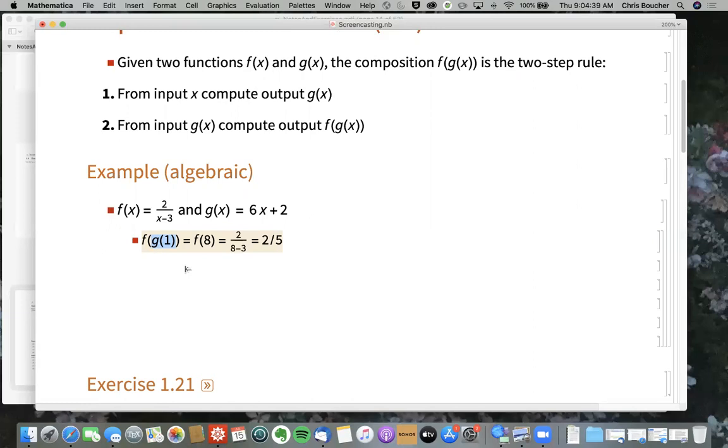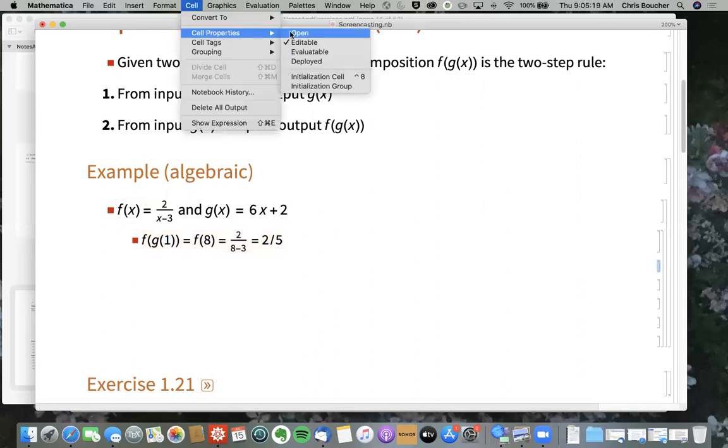Well, just g of 1 by itself is no big deal. We've been doing this kind of thing all along. g of x is the function 6x plus 2. So g of 1 is 6 times 1 plus 2, which is 8. And that's where this 8 comes from. So f of g of 1 is f of 8. And now this evaluation, again, is straightforward. We're just plugging an 8 into the f function. The input slot in the f function is right there in the denominator. So f of 8 is 2 over 8 minus 3, which comes out to 2/5. And so that's how you compute the composition at the input 1. To compute it at any other input would be a very similar idea.